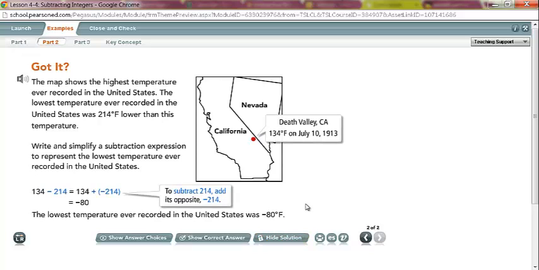Okay, so ladies and gentlemen, we had 134 for Death Valley. We subtracted 214, or we could say we had 134 in Death Valley, and we added a negative 214, and we came up with a negative 80. The lowest temperature ever recorded in the United States is negative 80 degrees Fahrenheit.